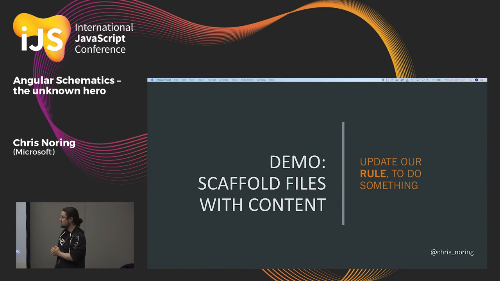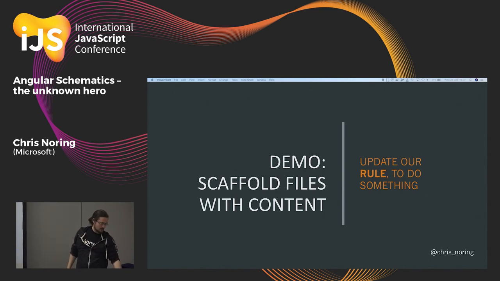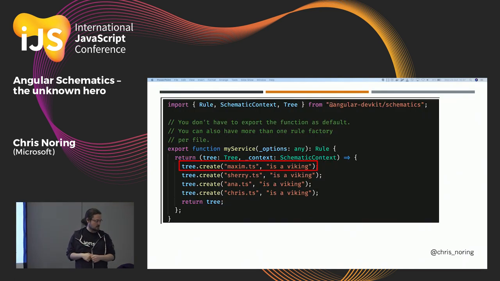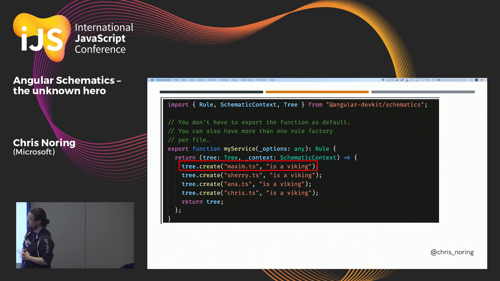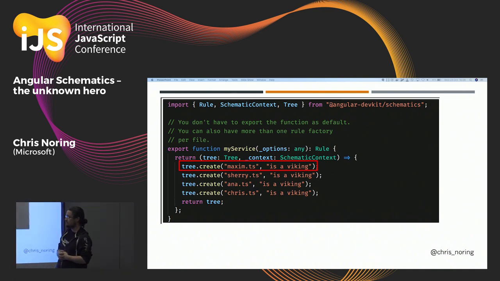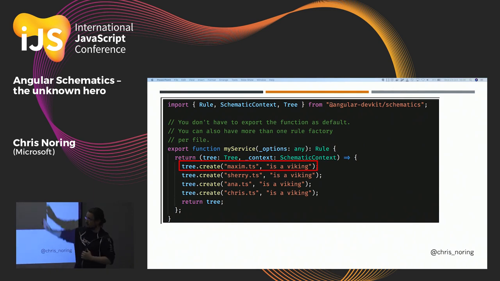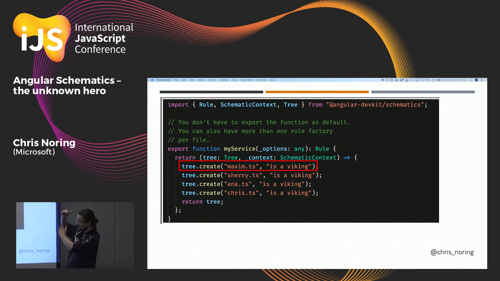Let's look at another demo, how we can do something more useful. In this case, we're going to try to scaffold a few files. So we take our tree and we're going to manipulate it by telling it that it should be creating files. Same kind of a rule service here, but the difference is that now we actually talk to the tree and say tree create. This is as simple as saying, here you've got a file name, and the second argument is simply the file content. So you're telling it four times to create a new file.